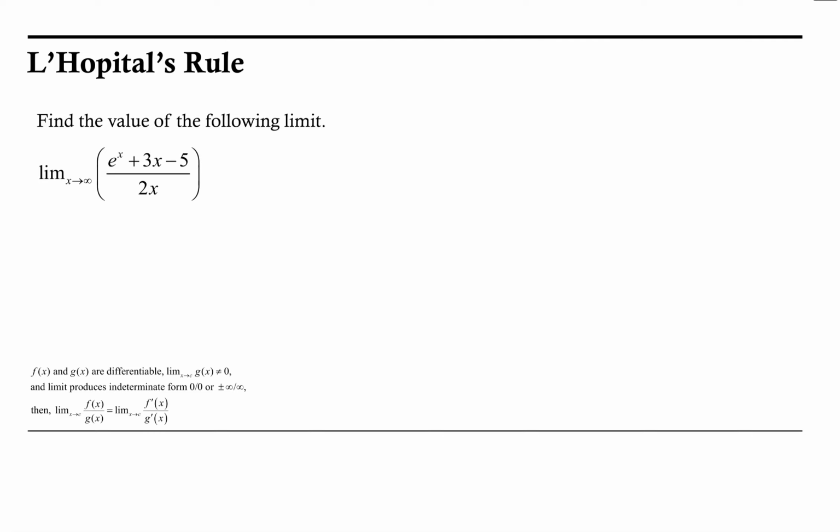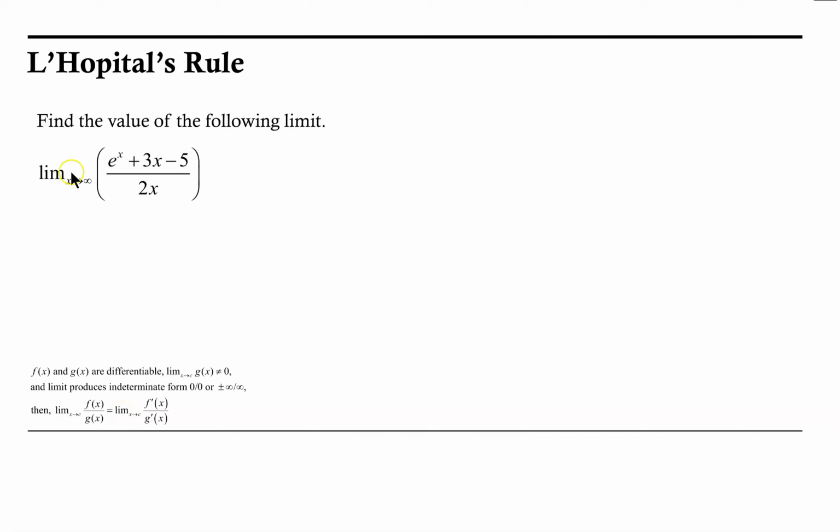Welcome. Let's take a look at finding the value of the limit as x approaches infinity of (e^x + 3x - 5) divided by 2x. As we do this, when we find an indeterminate form of 0 over 0, or infinity over infinity, we can apply L'Hopital's rule to find the value of the limit.